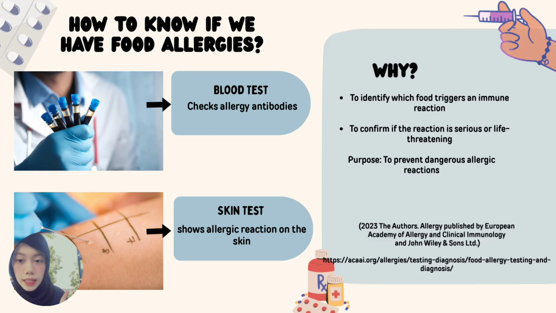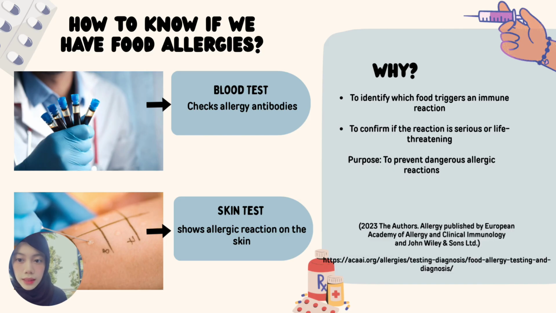The first method is the blood test. In this test, a small sample of our blood is taken and sent to the lab. The lab will check for something called allergic antibodies. If the level of these antibodies is high for a certain food, it means that our body is reacting to it. The blood test is useful because it's quick and doesn't cause any immediate allergic reaction.